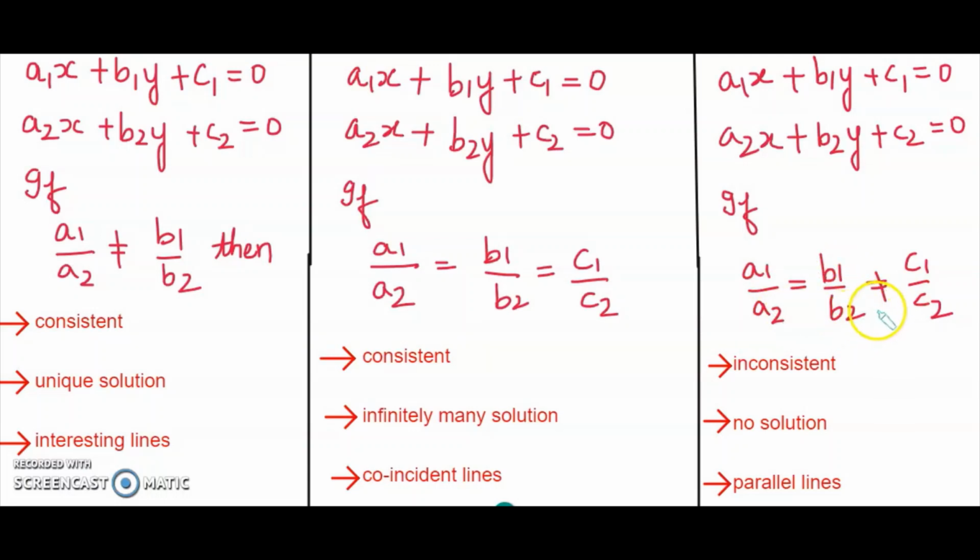But they are not equal to the constant. So you need to remember these conditions. Now we are going to apply these rules and say whether a given pair of equations represents intersecting lines, coincident lines, or parallel lines. So let's take some questions.